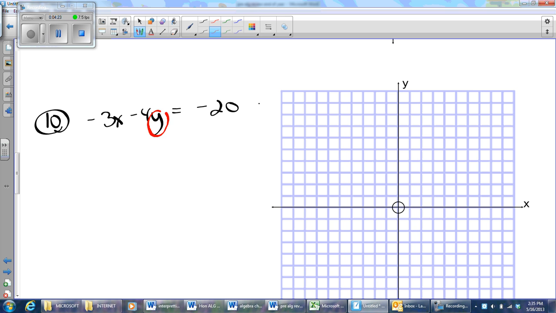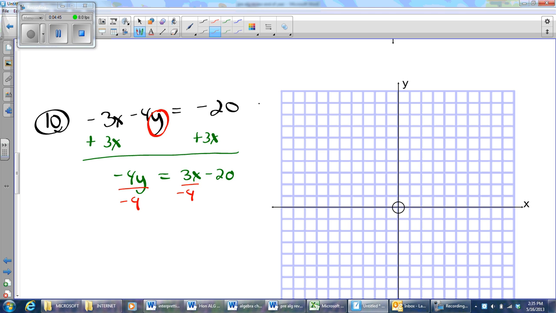Get the y alone. Going to get rid of that negative 3x first. I'll do that by adding 3x. I'm going to have negative 4y equals 3x minus 20. I'm going to divide by negative 4. And that'll get me y equal to 3 fourths x, negative 4x, there you go, plus 5.